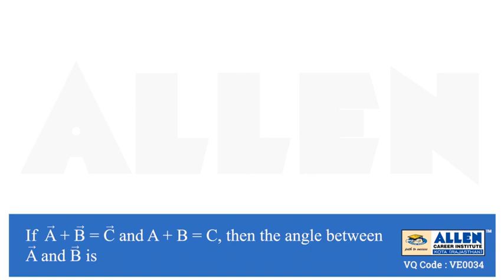If a vector plus b vector equals c vector, and |a| + |b| = |c|, then the angle between a vector and b vector is? Here we have to find the angle between two vectors for which an equation is given.